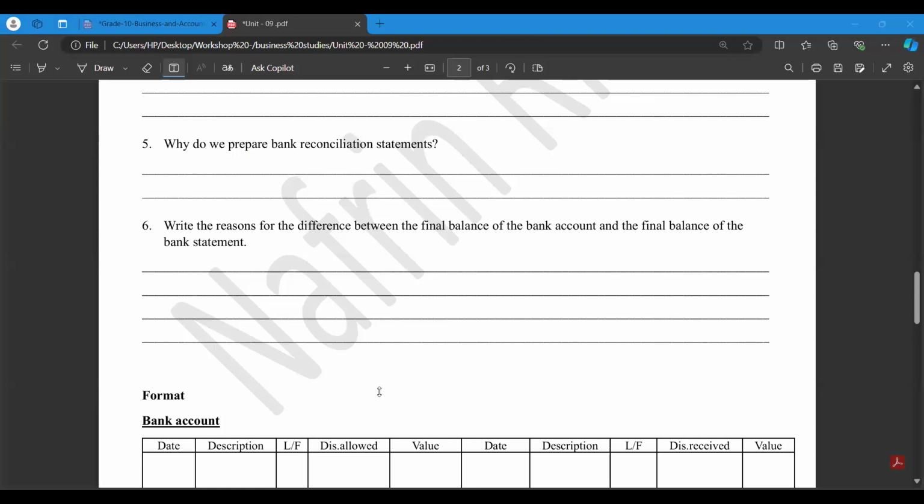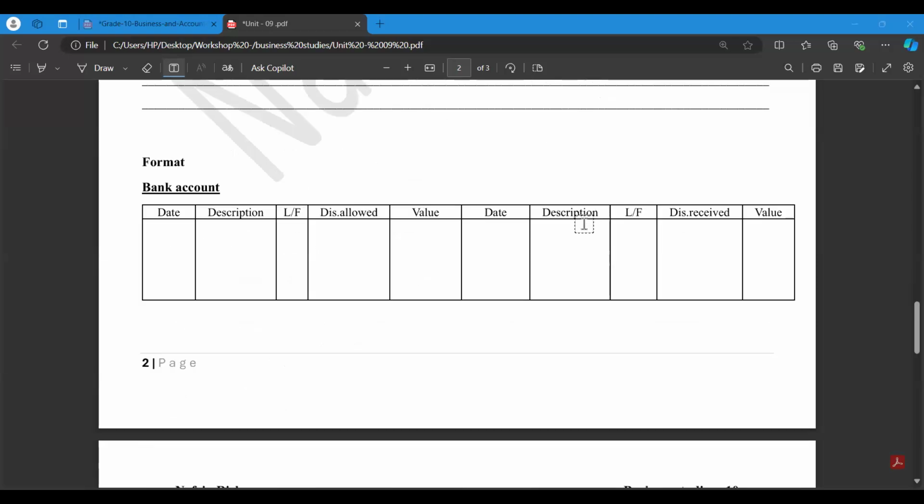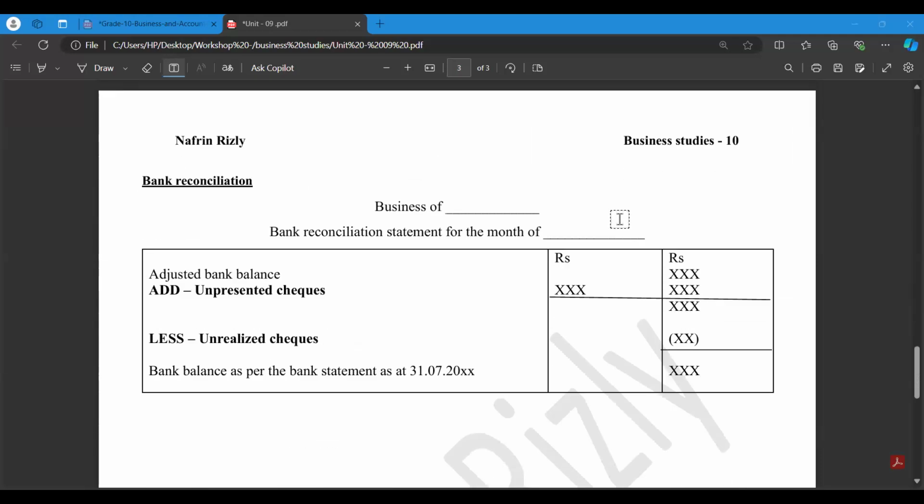Exactly. So we got the standing orders, the direct remittance, bank charges, unpresented checks, and unrealized checks. These are some of the reasons why you have two different balances in your bank account and your bank statement. I have attached how the bank account looks. So this is how the bank account looks, and this is the bank reconciliation statement.